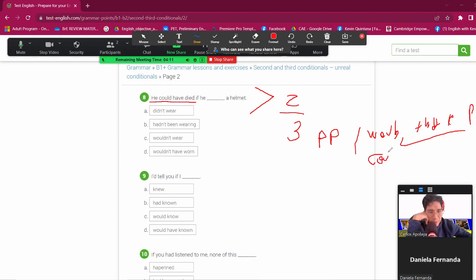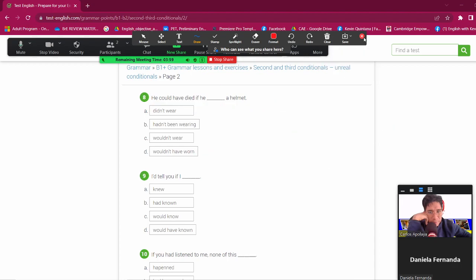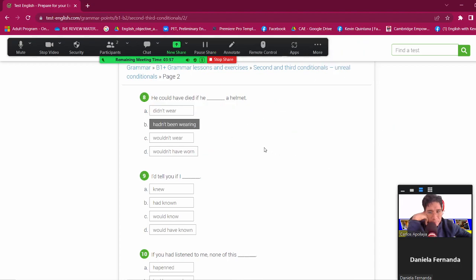Aquí recuerdo que puede ir could y puede ir might. Ya. Ahora solamente me falta un past perfect. ¿Este es past perfect? No. ¿Este es past perfect? Sí. ¿Este es past perfect? No. If he hadn't been wearing. Number 9.